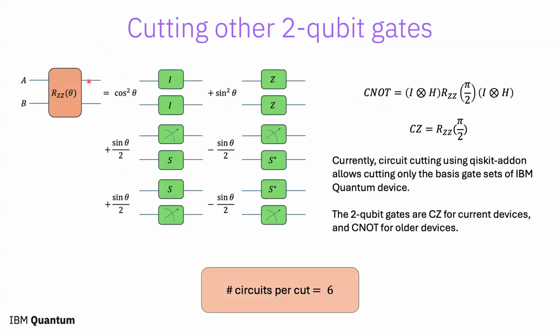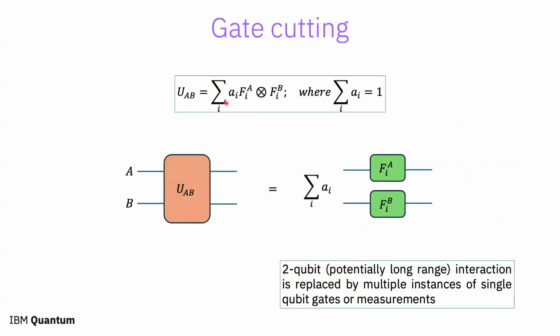So take an RZZ operation. This is how you cut the RZZ gate. So you see there are 6 instances. First is do nothing. Second is Z on both qubits individually. Third is you measure the first qubit, apply S gate to the second qubit, and so on. And each of them comes with a coefficient. You will see the coefficients add up to 1, irrespective of the value of theta. These two cancel out, these two cancel out. Cos square theta plus sin square theta is 1. So you will see this sum over a_i is equal to 1.